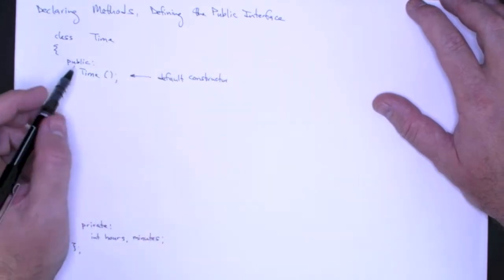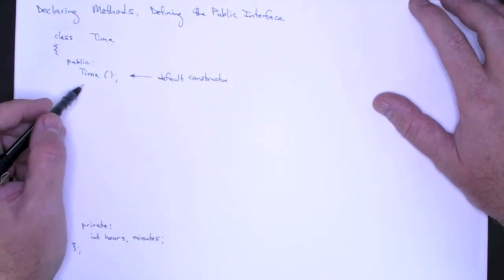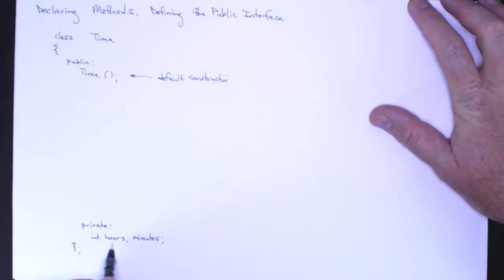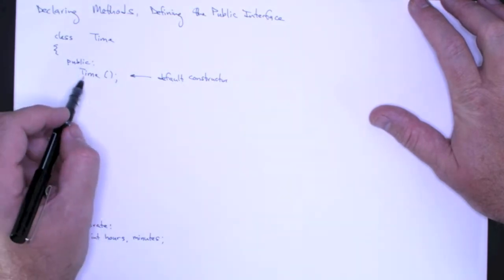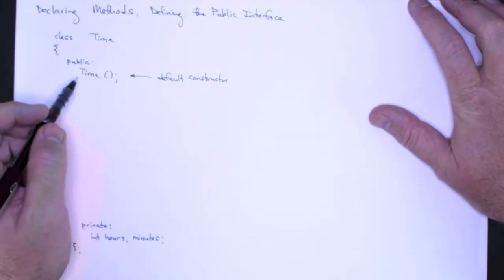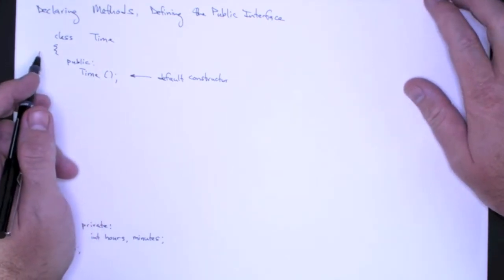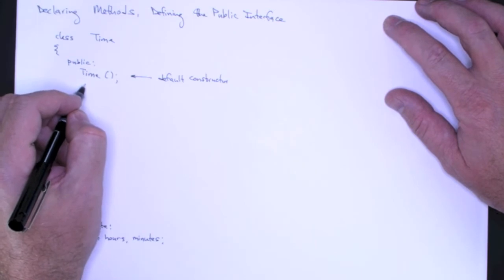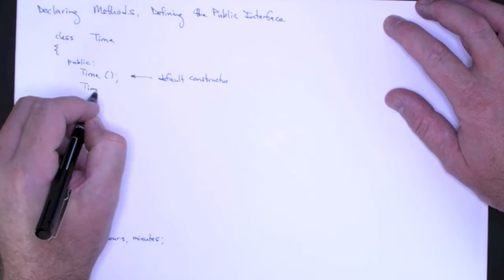Now when we get to implementation, we'll decide exactly what this does, but presumably we want this to set hours to 0 and minutes to 0. Although if we wanted to, as a default time, set something else, this would be the routine that would do that. And we can have multiple constructors.